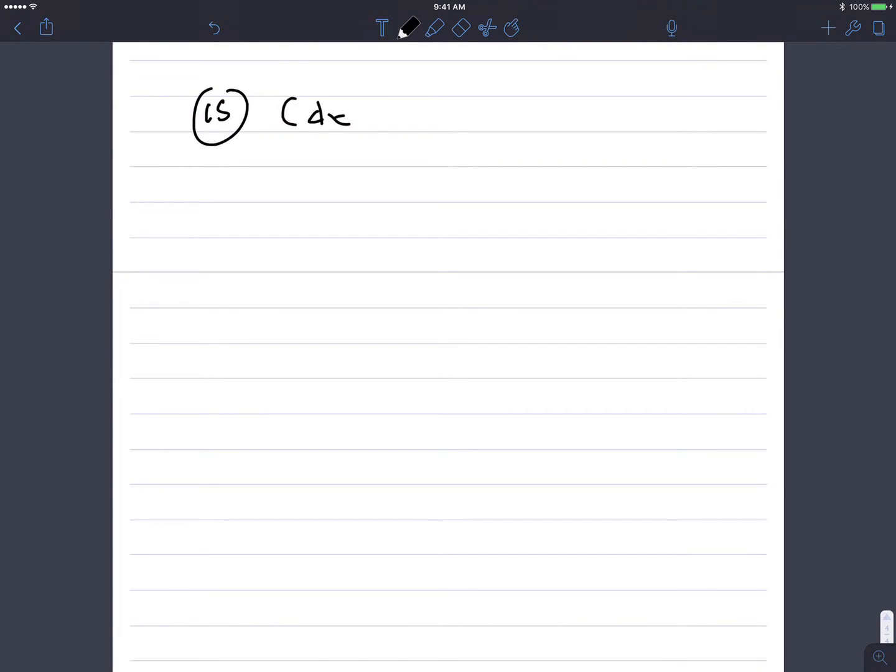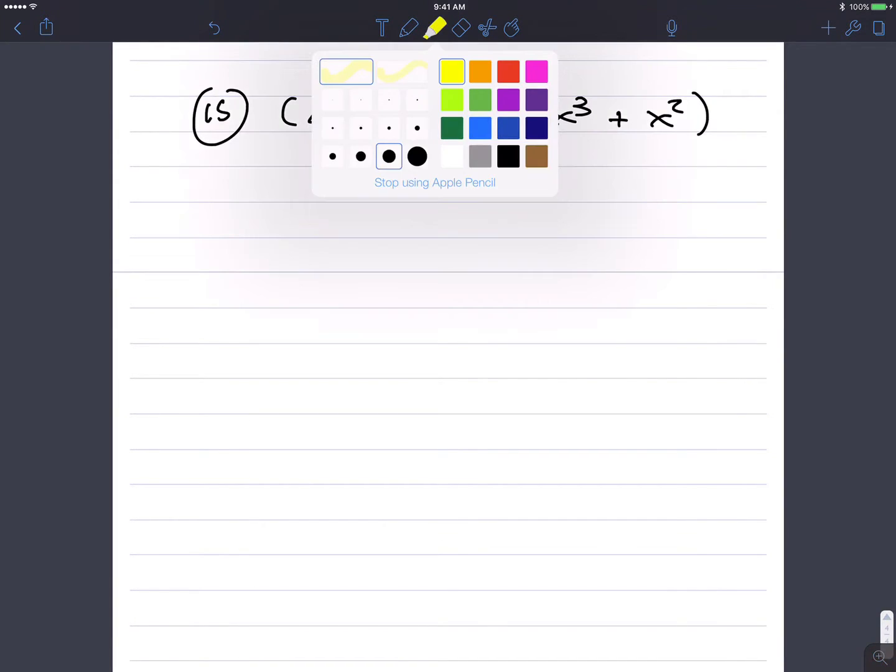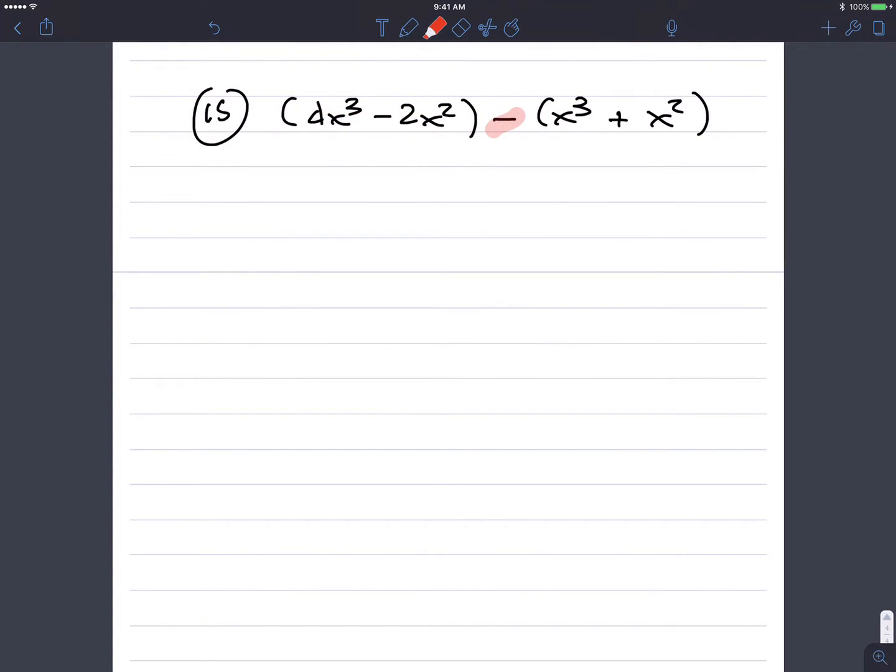(15) 4x cubed minus 2x squared minus x cubed plus x squared. Again, emphasize that there's a negative 1 here. This is subtraction, so I'm going to have to distribute this negative 1. I'm going to multiply or change the signs to the opposite signs. The first set of parentheses gets dropped. This is now negative x cubed and negative x squared because this negative 1 gets multiplied to both terms. Okay.